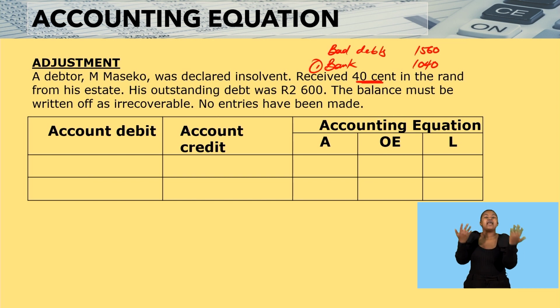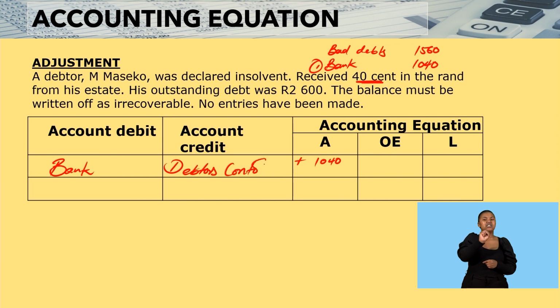I'll start off with my bank. We received 1,040, so account debit is bank. When we receive money, account debit is bank. Once I debit bank, I'm coming to my assets and I'm saying plus 1,040. And the account credit is your debtors control. Remember, debtors control is an asset, and once you credit an asset, you are decreasing it. So I'm coming again to the assets and I'm saying minus 1,040. My owner's equity is 0 and my liabilities are 0.